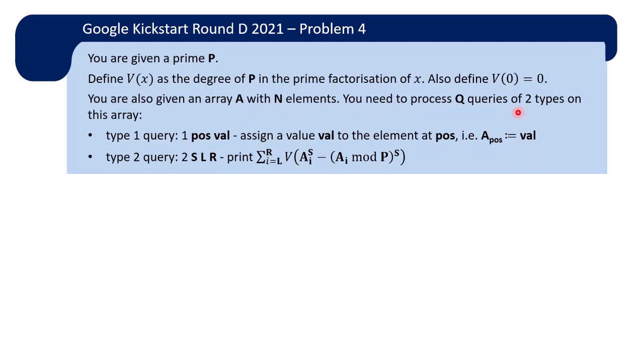There are Q queries, and they are of two types. The first type is an update query. So they tell you it's type 1 for update query. They give you a position and a value. You are supposed to assign the value to that given position.